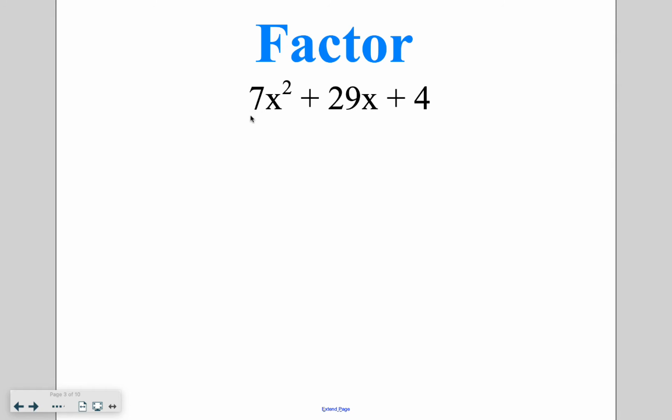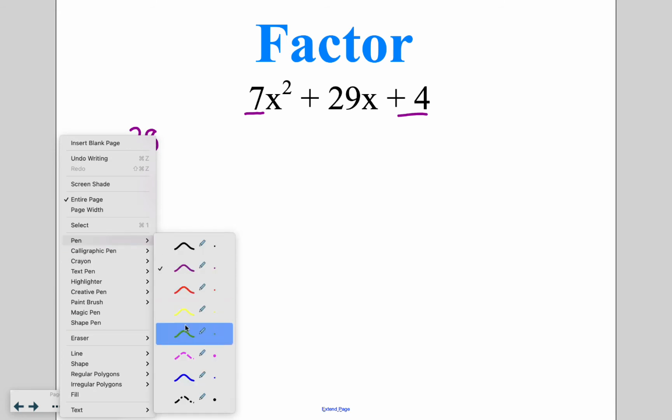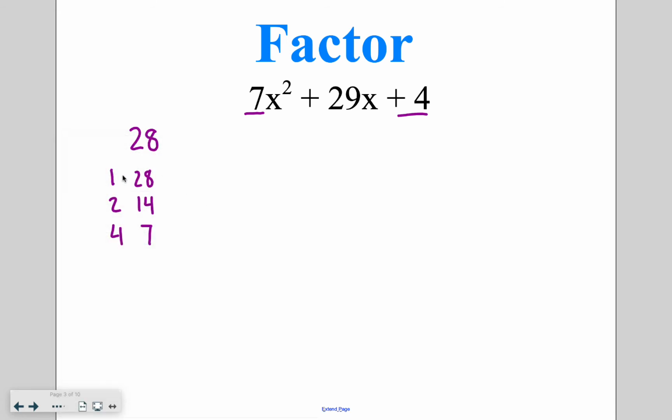So we're going to start the process by taking our leading coefficient, 7, and multiplying it by our back term, which is 4. So instead of trying to find just the factors of 4, we're trying to find the factors of 28. That's going to give us 1 and 28, 2 and 14, and 4 and 7. We're now trying to figure out what's going to add to that middle factor. In this case, it is going to be 1 plus 28.